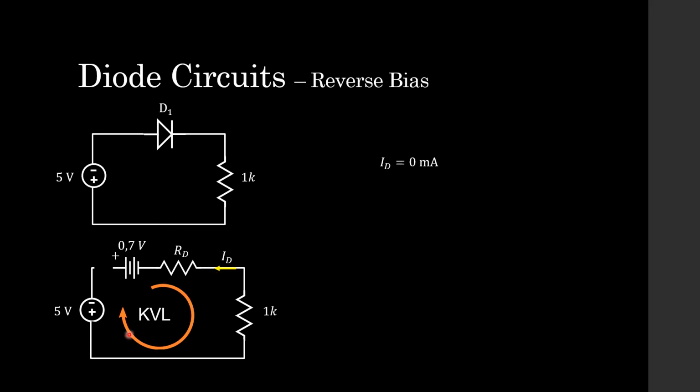So we have our KVL again, but since we have an open circuit over here, we know that no current is going to flow through the circuit. So very simply put, our diode current is 0 milliamps.